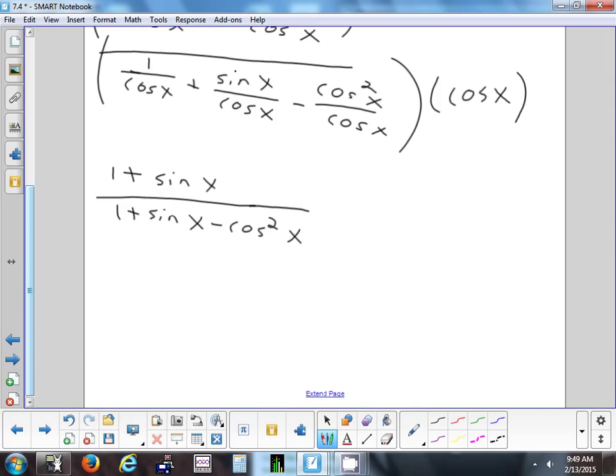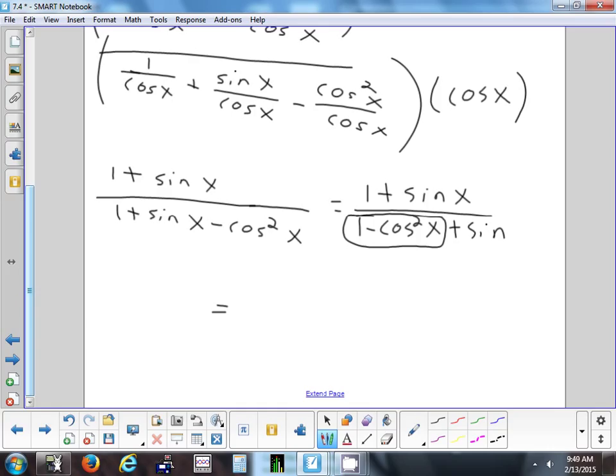Yeah? There's a Pythagorean identity hidden in there. Okay, let me make it a little more obvious where it is. Let's write 1 minus cosine squared plus sine. Does everybody see it now? It's right there. What is 1 minus cosine squared? One minus cosine squared changes into? Okay. Sine squared. That's sine squared. So in the top, you've got 1 plus sine. In the bottom, you've got sine squared plus sine.